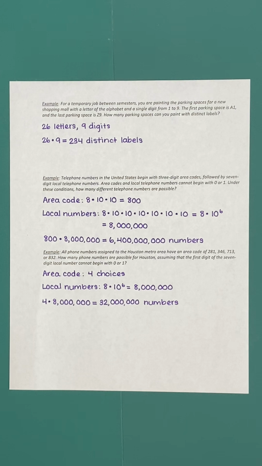So this is the fundamental counting principle. We take a sequence of operations, identify how many different ways there are to do each step in the sequence, multiply how many ways there are to do step 1 by how many ways there are to do step 2, how many ways to do step 3, so on and so forth. That total is going to give us the total number of possibilities.